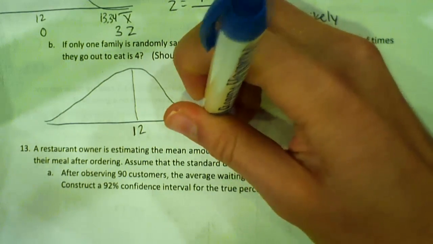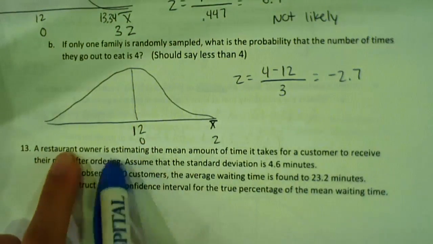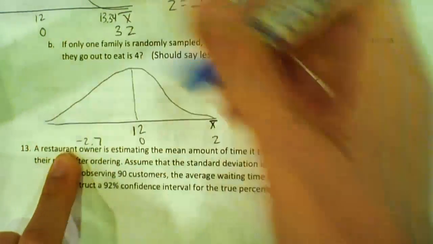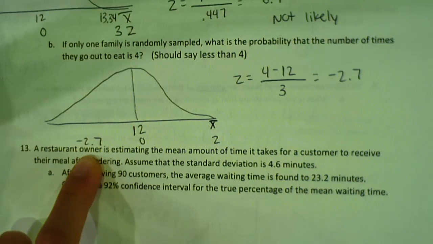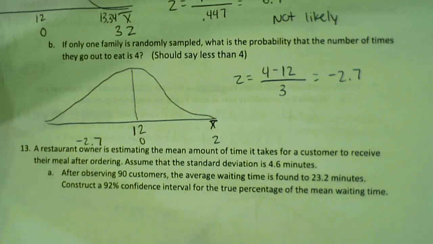So this would be our x bar. So we found our z. It's going to be over on this side, negative 2.7. So we want to find the x that corresponds with that z-score. So again, we have to go to the tables. Wait, what did you find for the z-score?